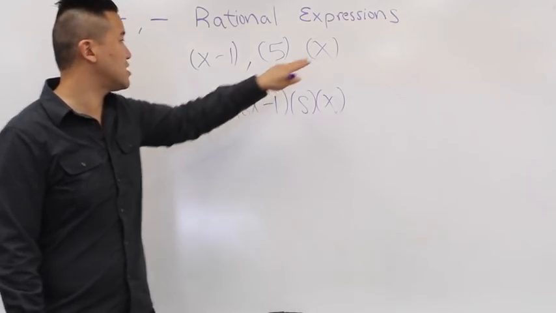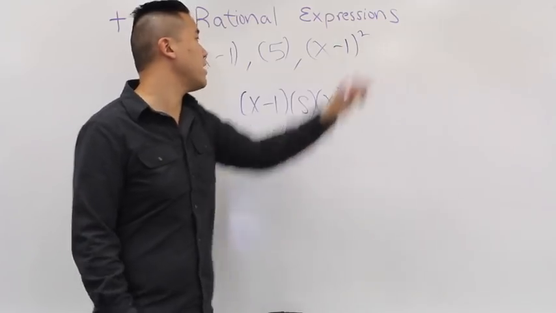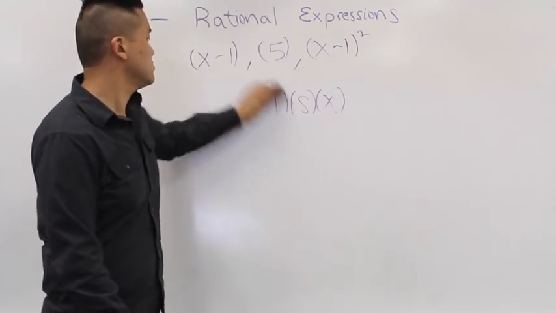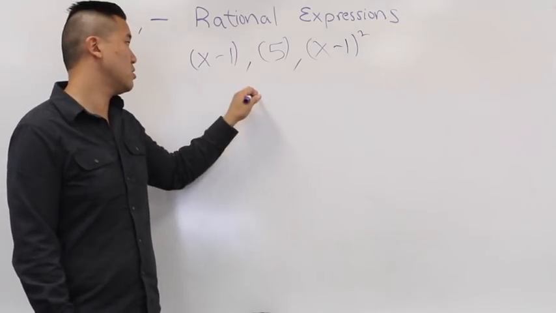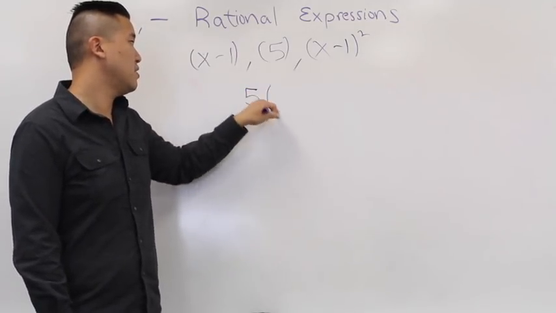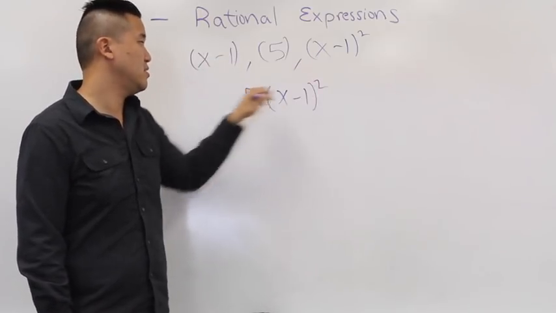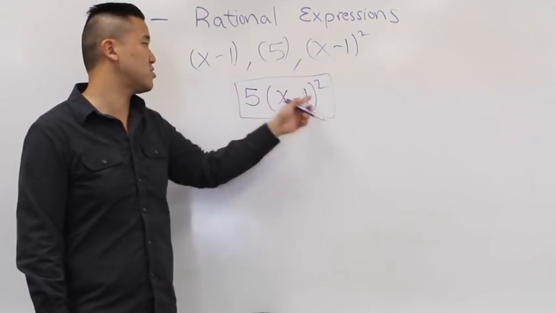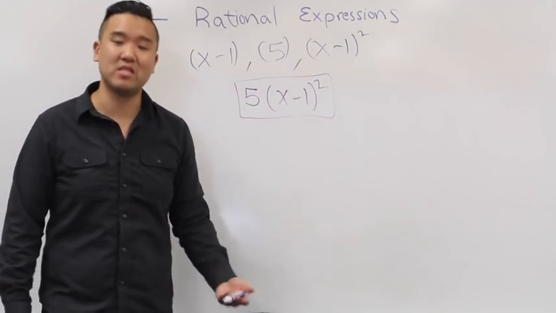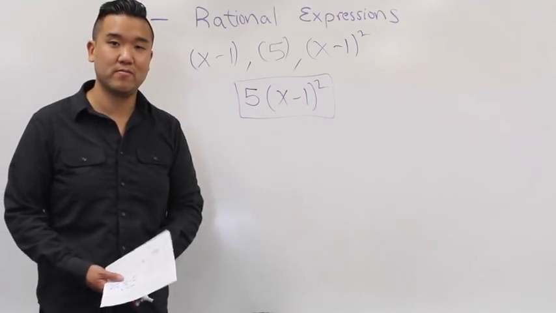If I change this to, let's say, x minus 1 squared, right? Then what is my common denominator? Well, you still need the 5. I don't need this 3 times, I just need it twice. And that is my least common denominator. If you multiply this 3 times, then it's a common denominator, but you multiply x minus 1 too many times.